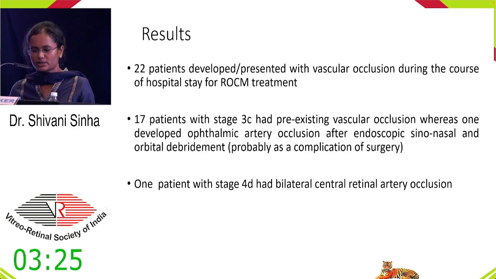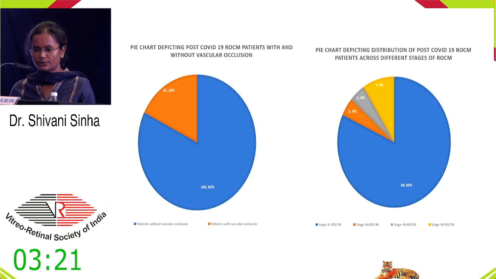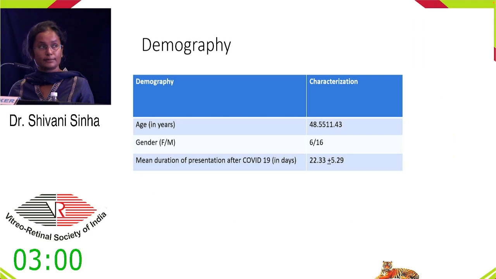Probably it was a complication of the surgery. One patient with stage 4D had bilateral CRAO. So out of 124 patients admitted with post-COVID-19 ROCM, approximately 18% of the patients had vascular occlusion. So 18 patients had stage 3C, whereas one patient each had stage 4A and 4B, whereas two patients had stage 4D, if we see the stage-wise distribution.